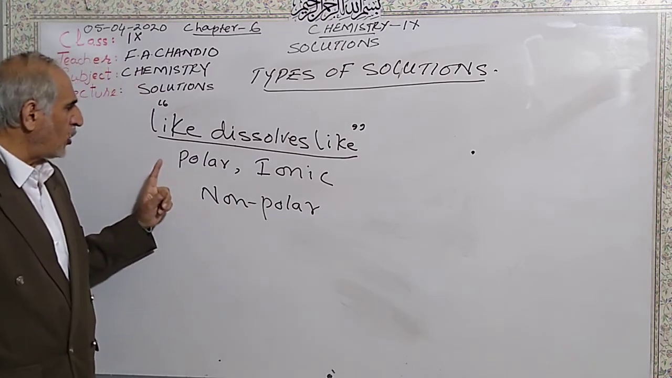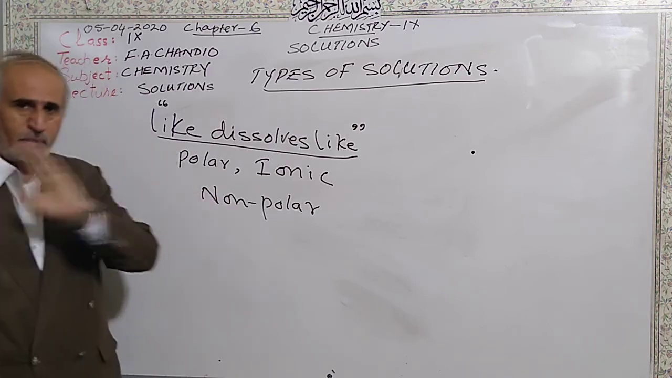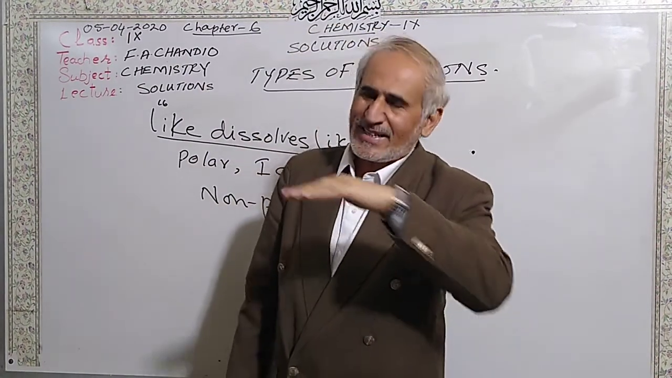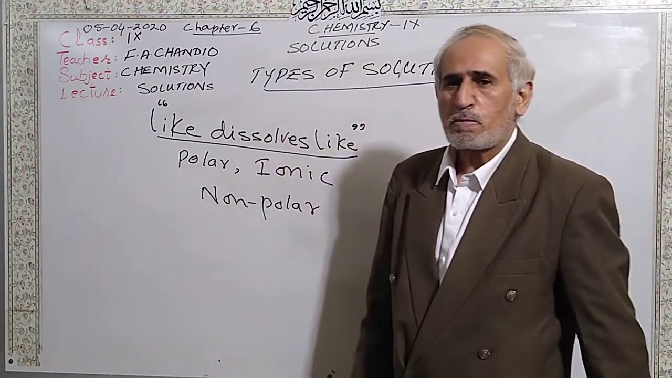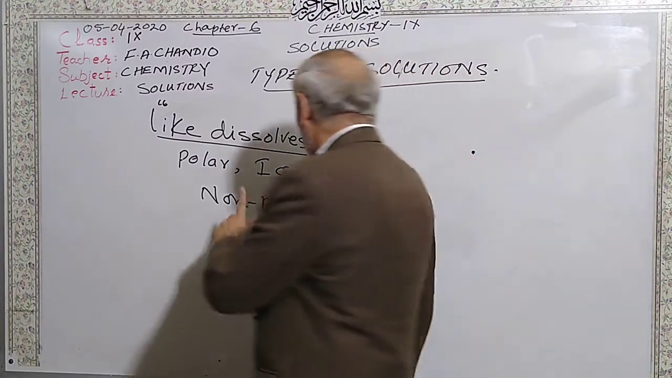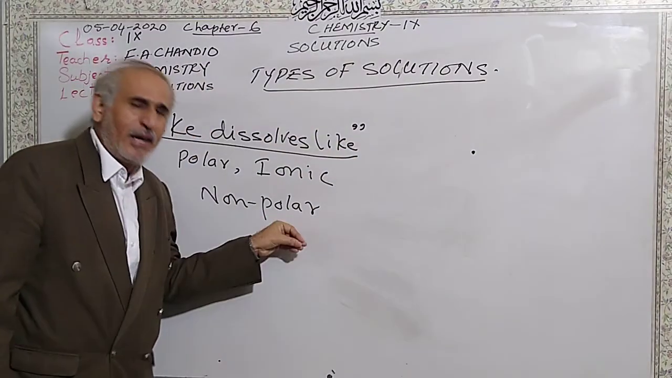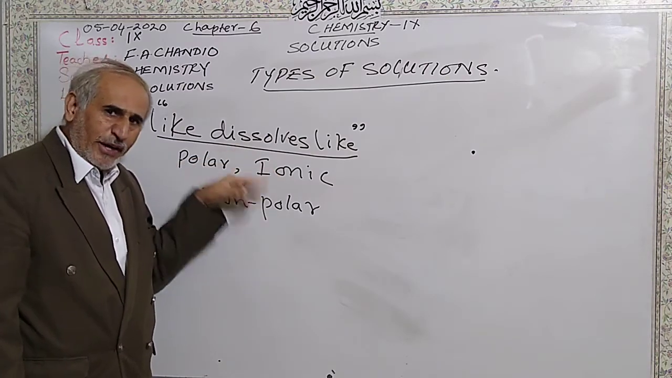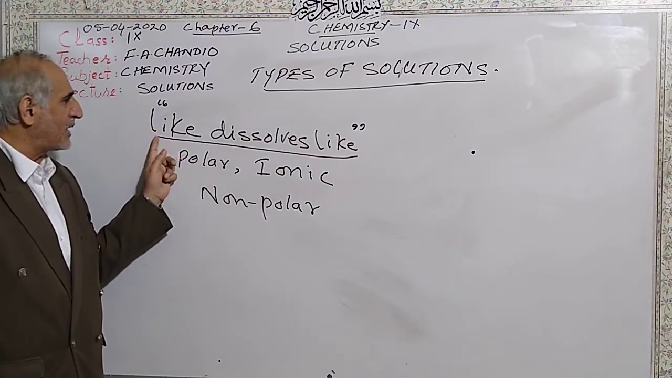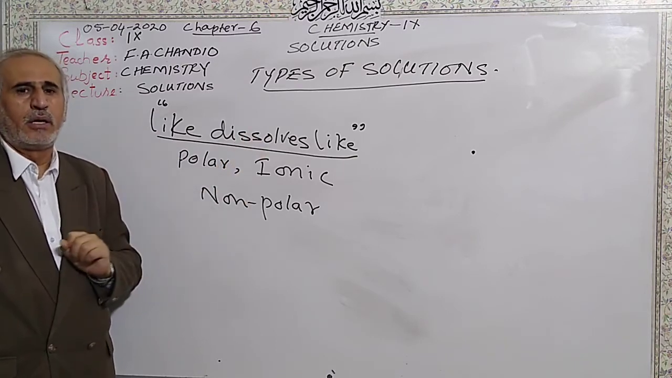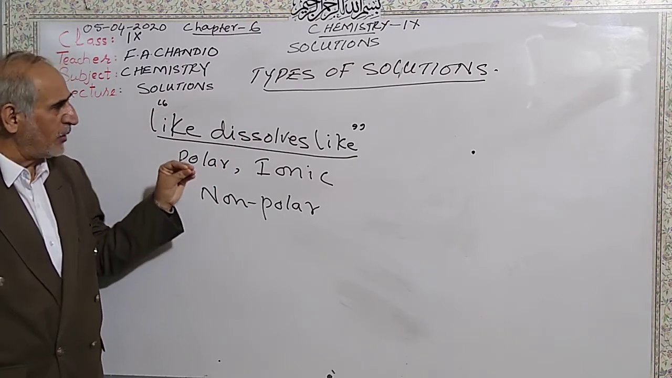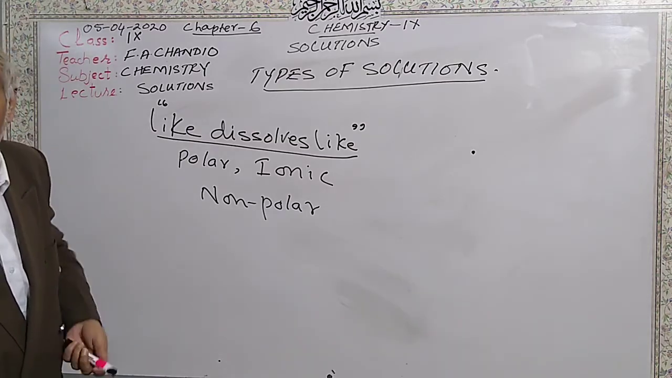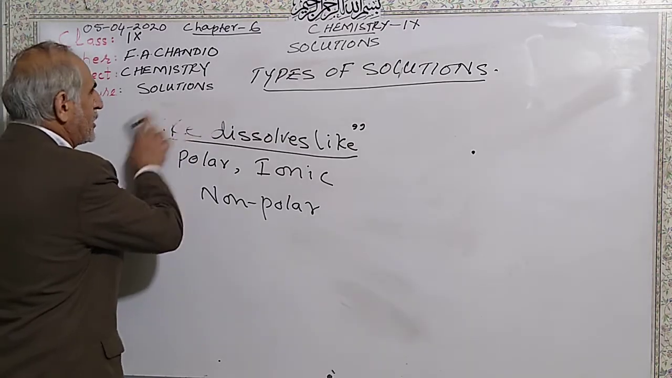But when you dissolve polar in non-polar, there will be no solution formation. Just like when you put oil in water, the oil, having less density, floats on the surface of water. It does not dissolve. So non-polar dissolves in non-polar only. Polar and ionic dissolve in polar. That's why the rule is like dissolves like. This is very important information I am giving you. Mind it that like solutes always dissolve in like solvents.